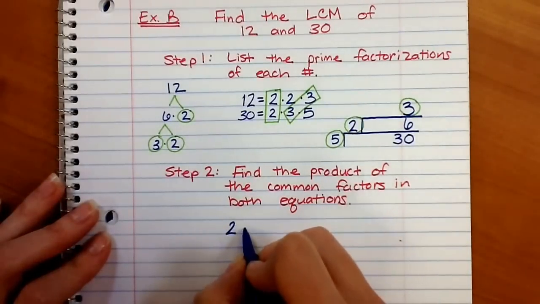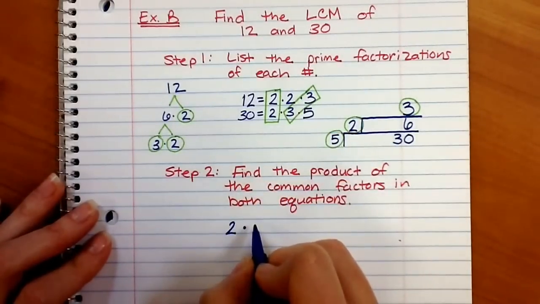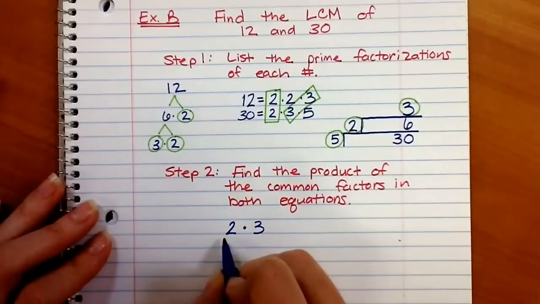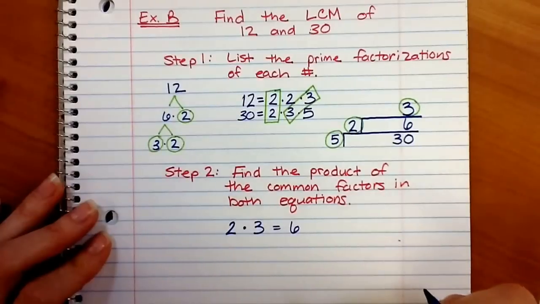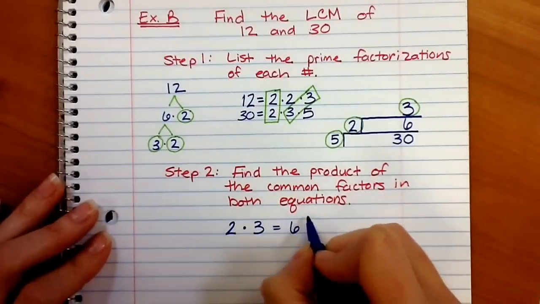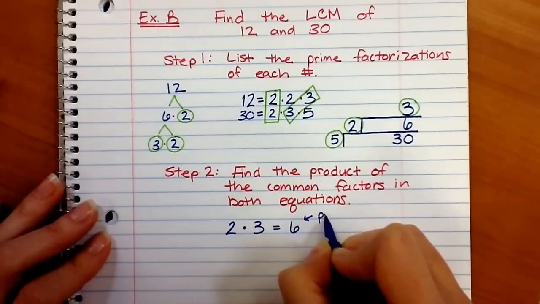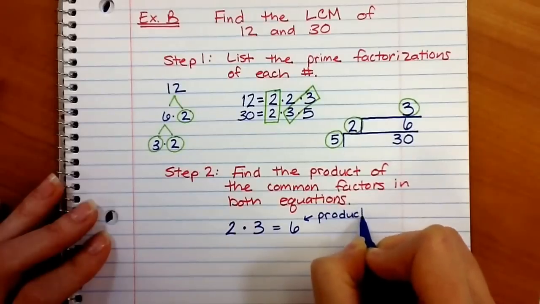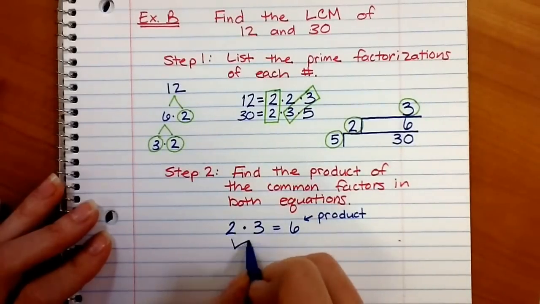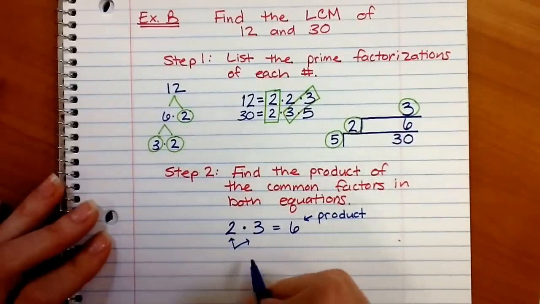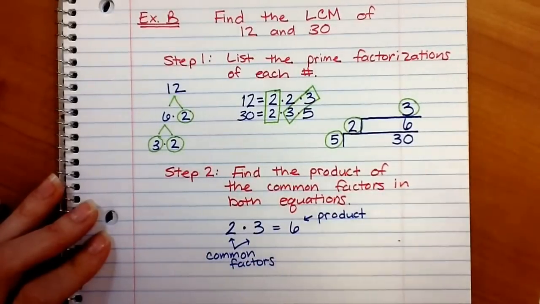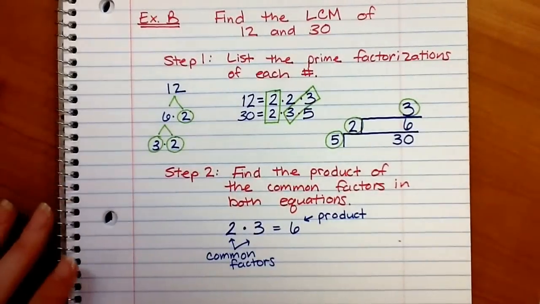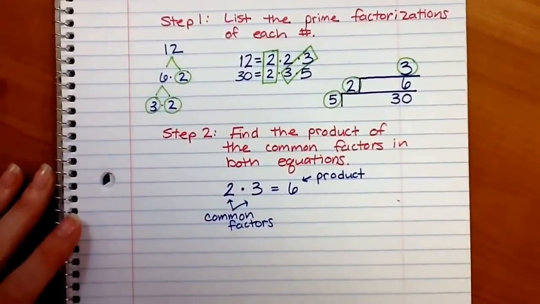2 times, the other number they had in common was 3. And 2 times 3 gives me 6. 6 is my product. And the 2 and the 3, these were my common factors. I'm now going to go on to my third step.